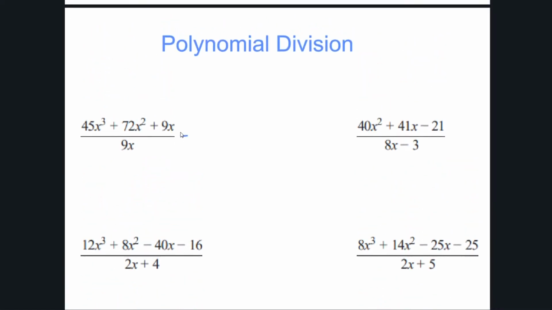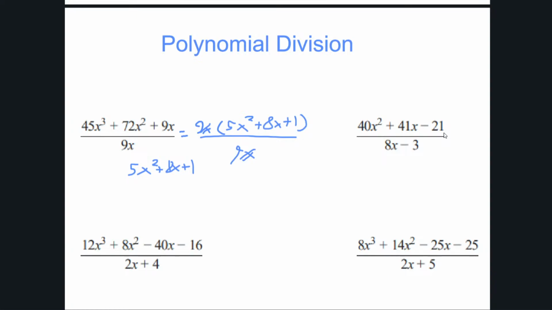The first thing we can do on this first question is take a 9x out from the top. So we get 45 divided by 9. What is that? 5. So we have 5x squared. 72 divided by 9 is 8. 8x plus 1. And all of this divided by 9x. Take this out, and we're just left with 5x squared plus 8x plus 1. Not too bad.